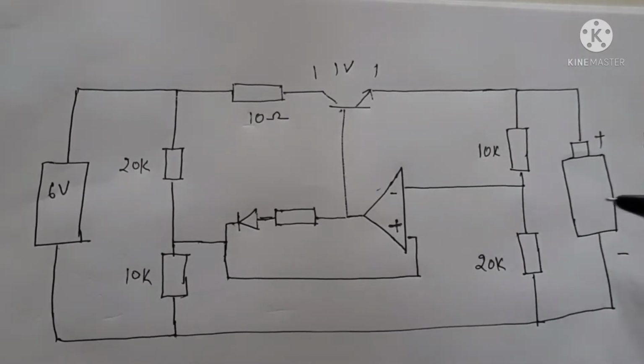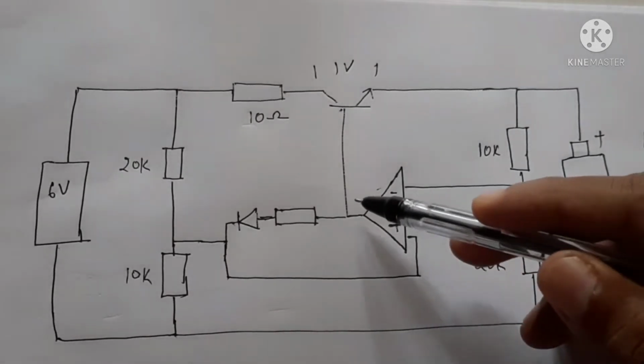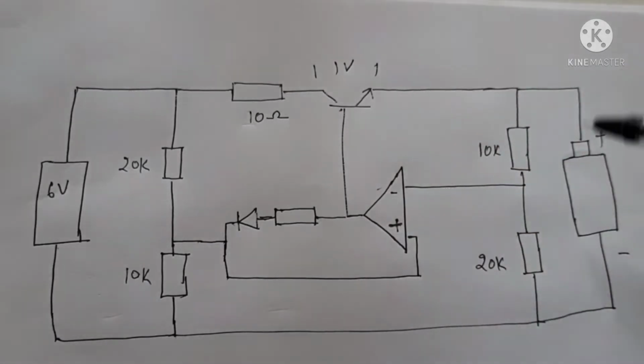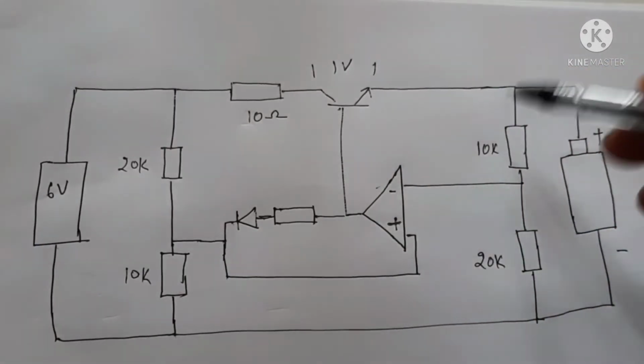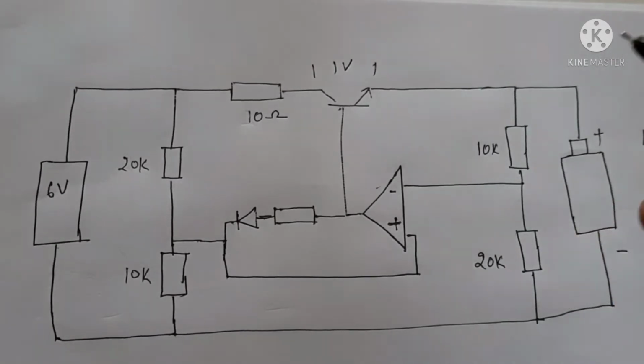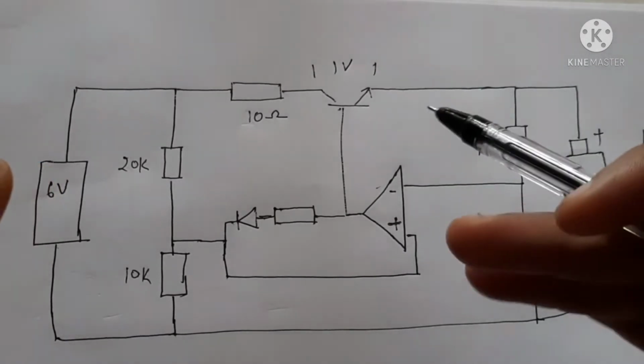We are designing it in such a way that if the battery voltage is less than 3 volt, the battery has to be charged, and when it reaches more than 4.5 volt, charging has to be stopped. So we are going to design a circuit like that.